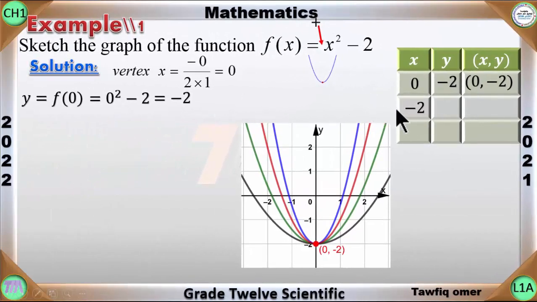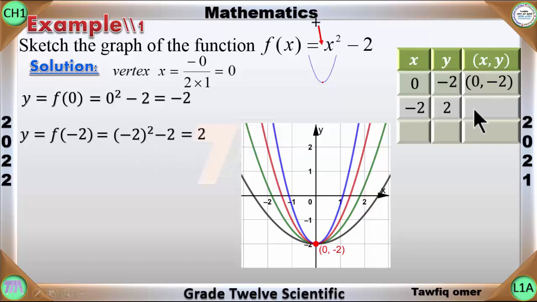The first one, let x be minus 2. That means we take 2, another value at least, one smaller than 0 and one bigger than 0. Then find y equal f of minus 2, which equal minus 2 squared minus 2. Minus 2 squared is 4. 4 minus 2 is 2. Then y is 2, and the point is minus 2, 2.